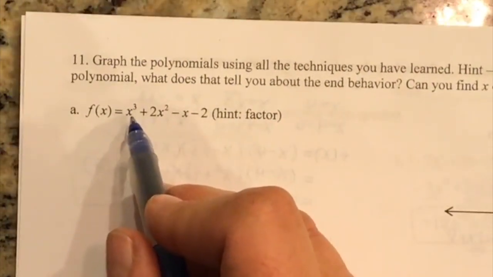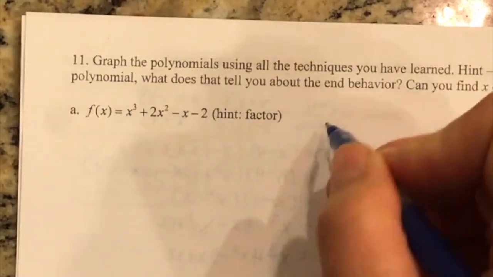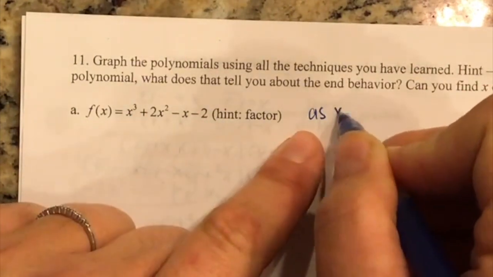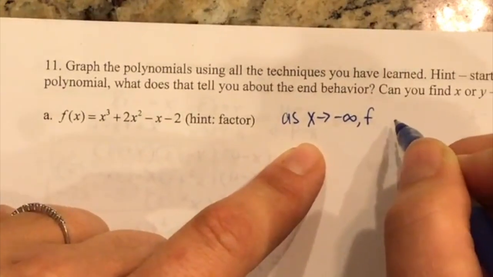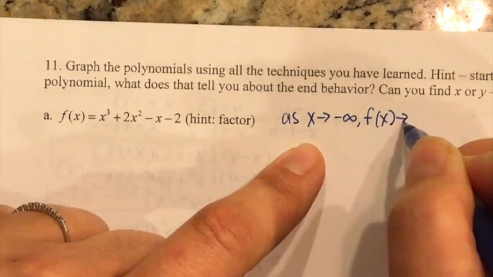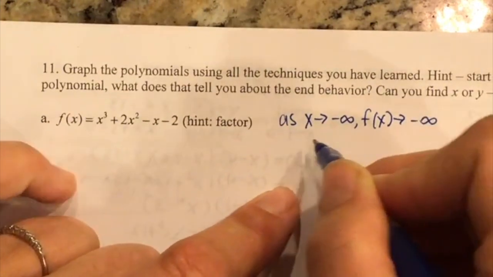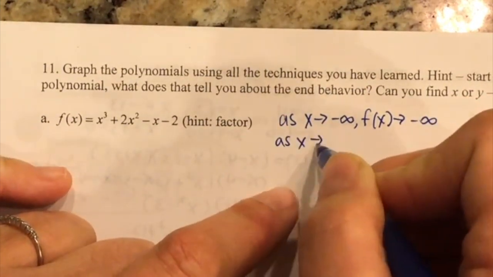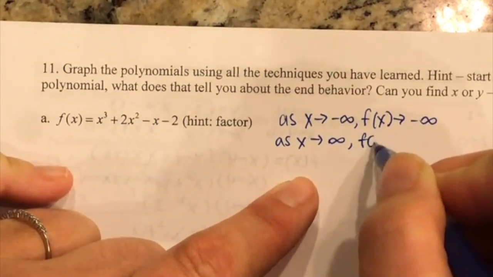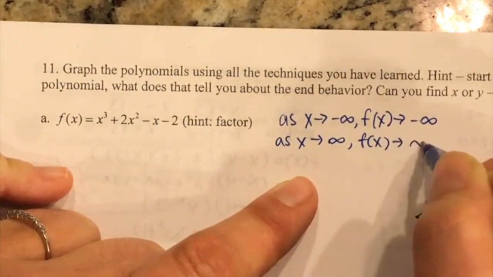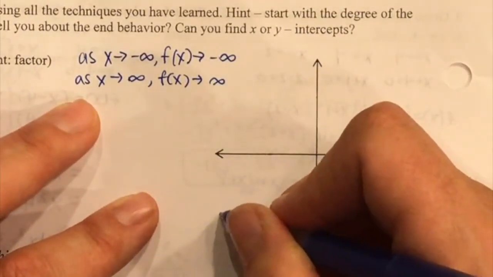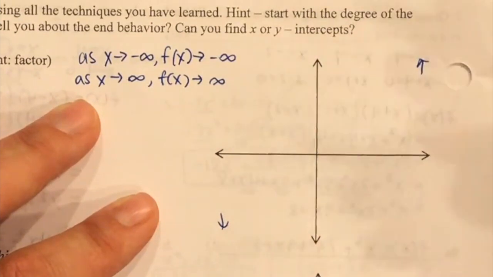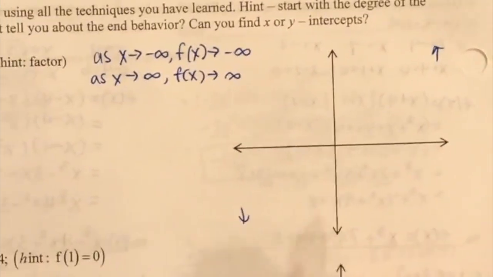So end behavior for x cubed, that means that as x approaches negative infinity, f of x is going to approach negative infinity. And as x approaches positive infinity, f of x is going to approach positive infinity. That means that over here on my graph, it's going to be going down here, and it's going to be going up here for the end behavior. Okay, so that's one of the things I needed to pay attention to.